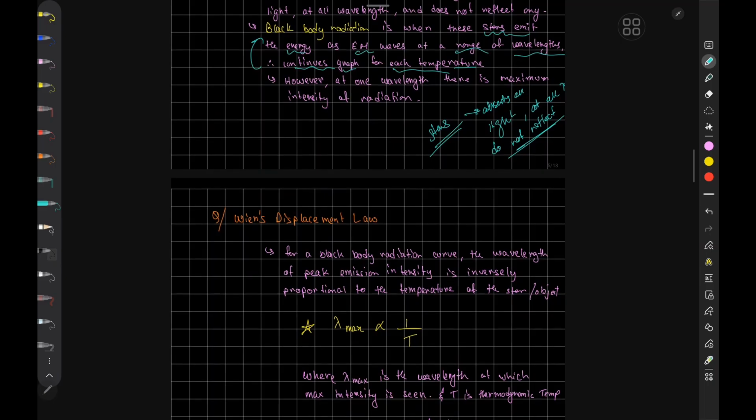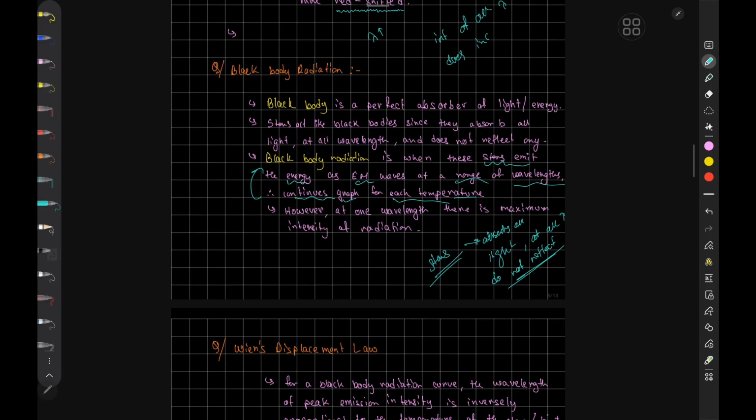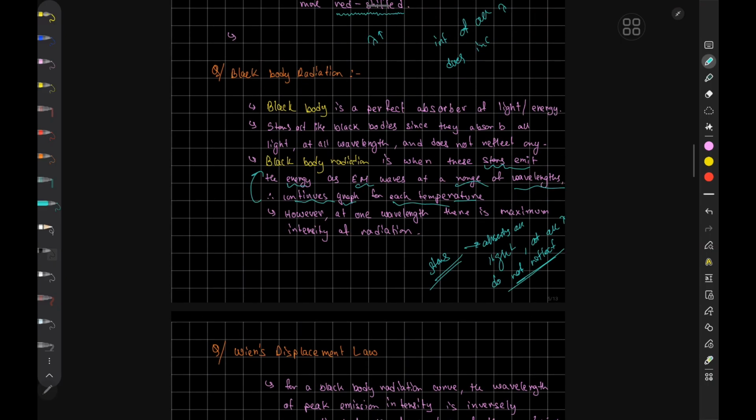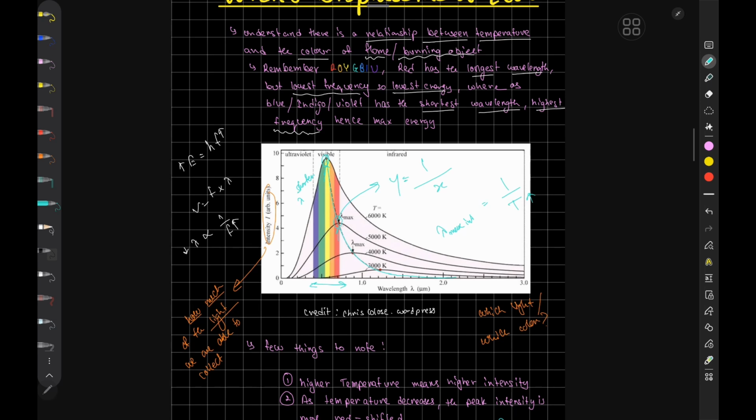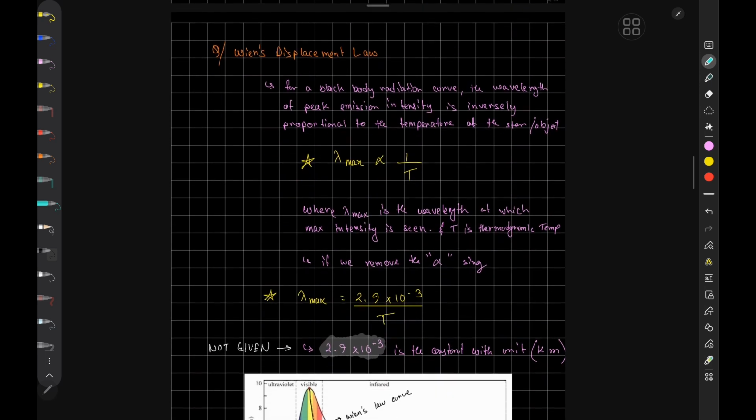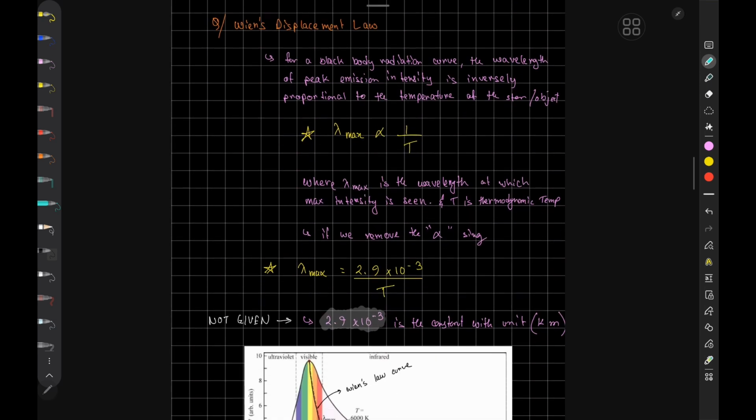Okay, makes sense. Now, with regard to that, you do have one wavelength where a maximum intensity of radiation is seen. That is what we call the peak wavelength, or lambda max, the wavelength at which most of the light is seen, or most of the intensity is seen.